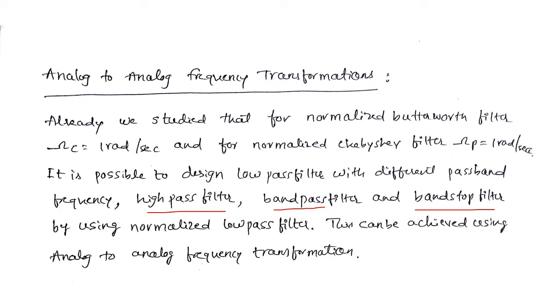And also we have studied the normalized Butterworth filter as well as normalized Chebyshev filter. In normalized filters, we know the cutoff frequency for Butterworth is 1 radians per second, and for normalized Chebyshev filter, the cutoff frequency itself is passband frequency omega p, its value is 1 radians per second. Now, with the help of normalized low pass filters, it is possible to design high pass filter or band pass filter or band stop filters with the help of frequency transformations.